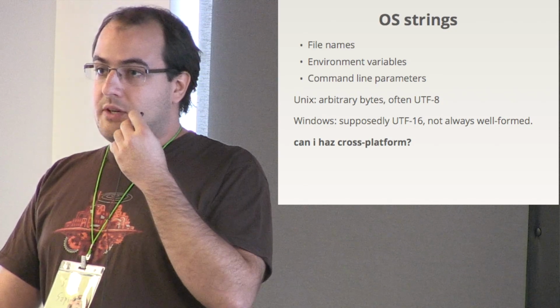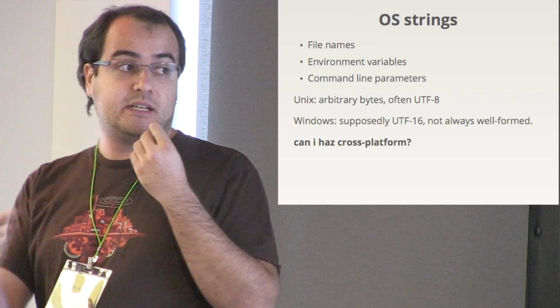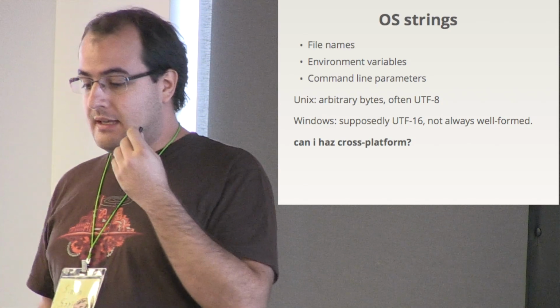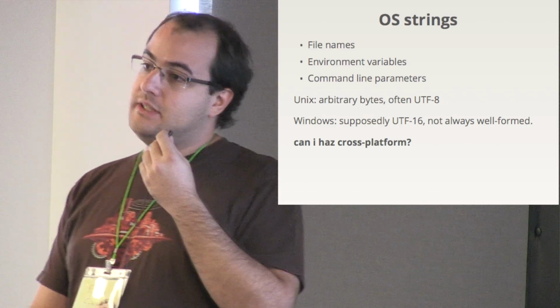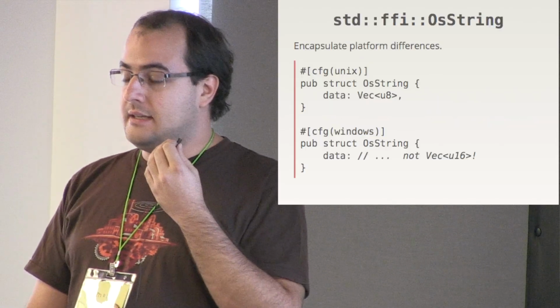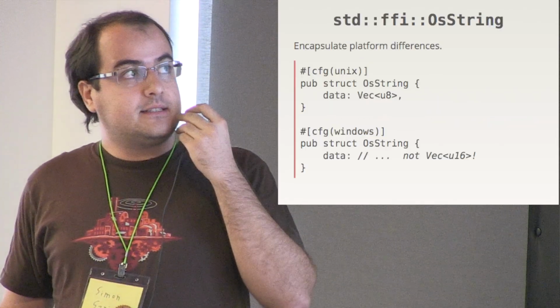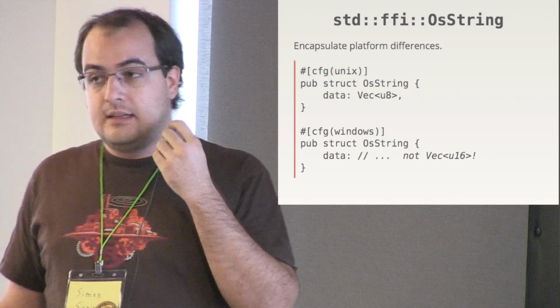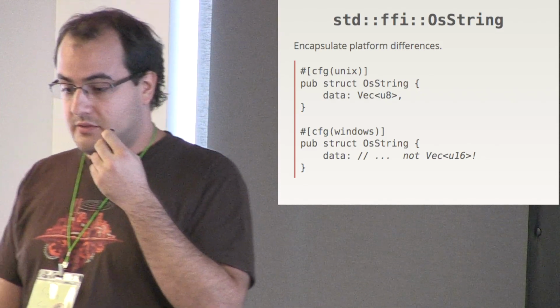We want to write the Rust standard library to be cross-platform, so that when you open a file, you don't have to care about these differences between platforms. How can we do that? And how can we support any kind of file names, for example? So the standard library has this type called OsString that contains any value that the OS can give you or that you can give to it.